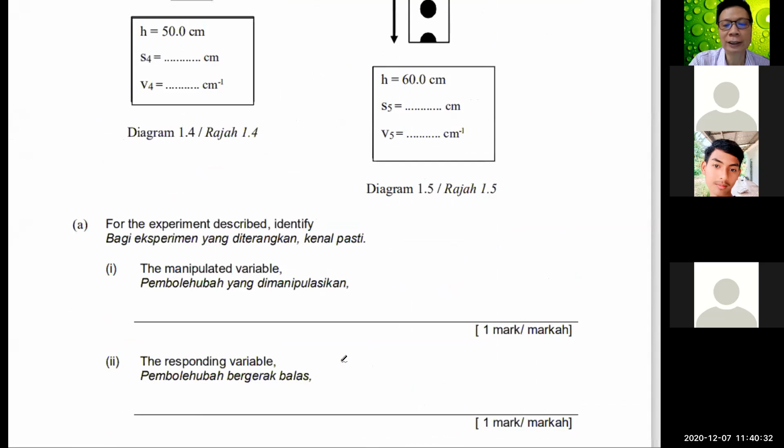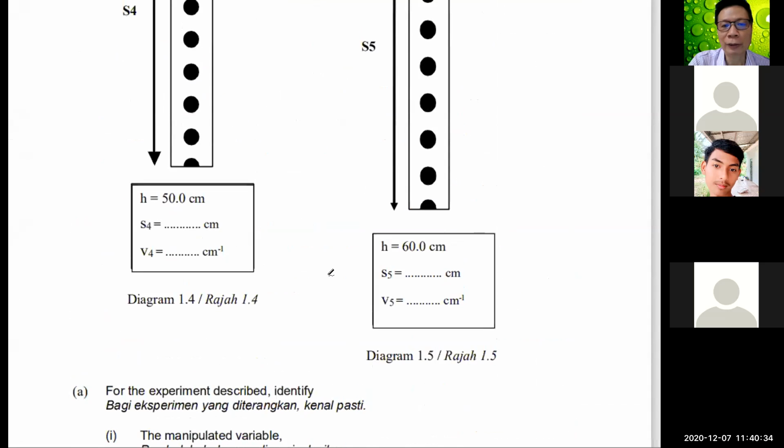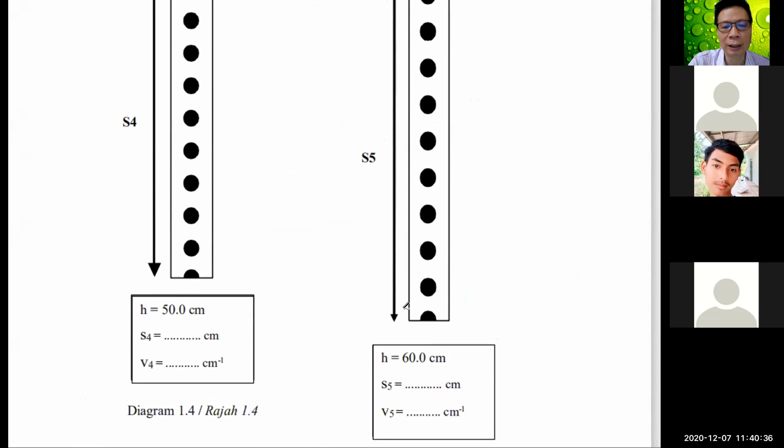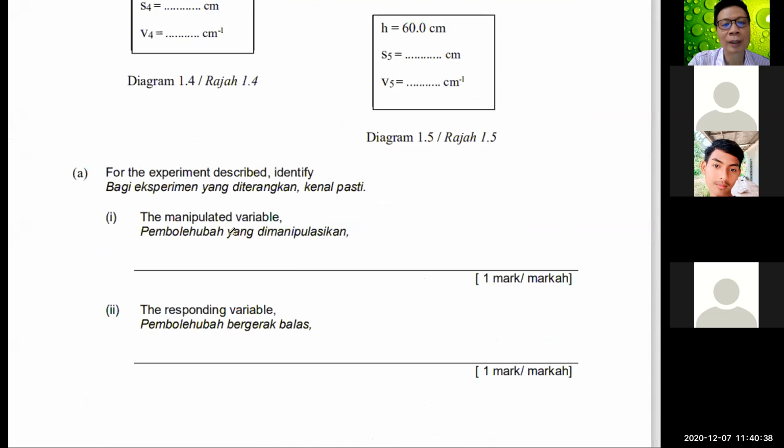And now we answer this question. The one you do later, all this, okay? I just want to go through very fast. Okay, what is the manipulated variable in this question? What is the manipulated variable? What is the manipulated variable? Type the answer, please.